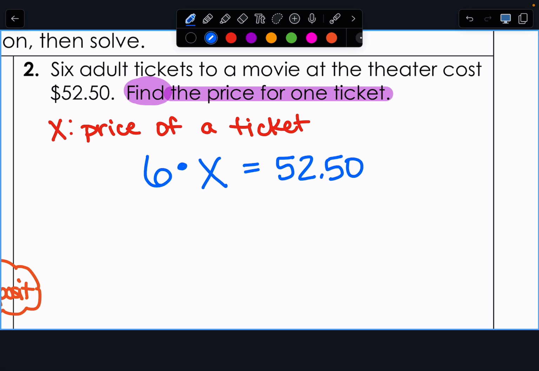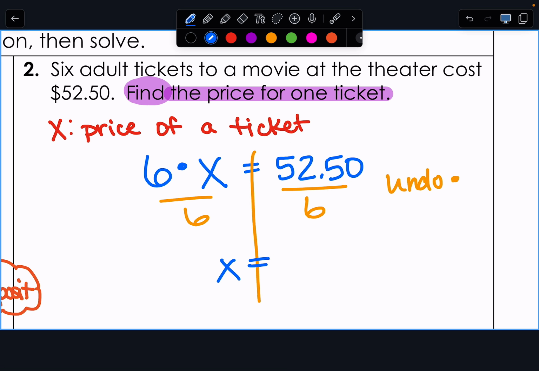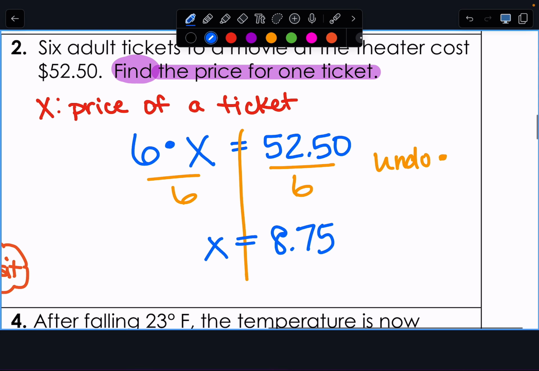I got the answer. It's $8.75. How'd you get that? You divide. Okay, so we need to undo our multiplication by dividing both sides by 6. And what was that? $8.75. Okay, so I would want you to write $8.75 per ticket.